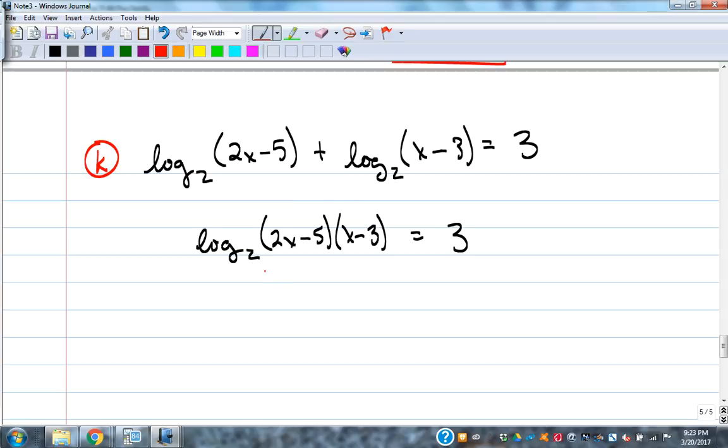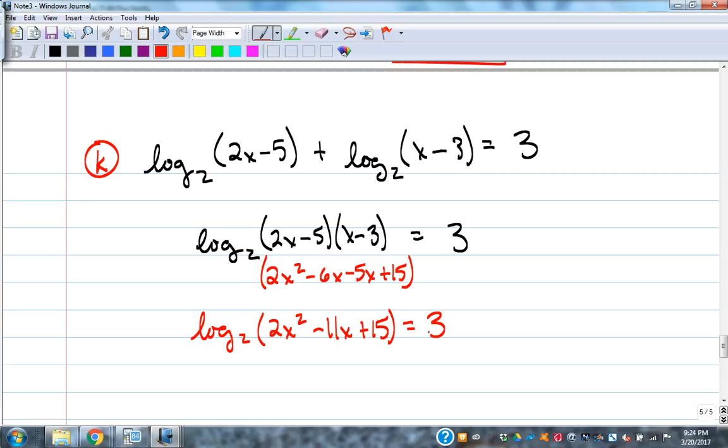So I multiply those together. It'd be 2x squared minus 6x minus 5x plus 15. So that'd be log base 2 of 2x squared minus 11x plus 15 equal to 3. Okay. Now what?